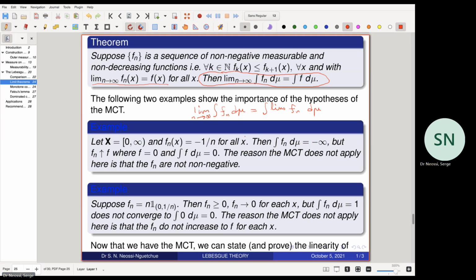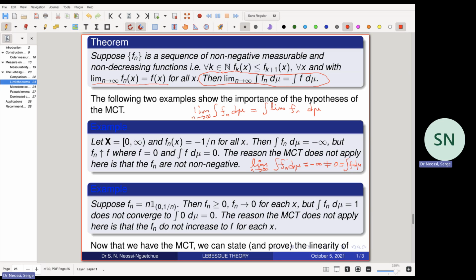Now, if we take the limit of this integral, it's still negative infinity. So we see that there's no equality between the two results. I mean, in this case, the limit of the integral of the fn d mu when n goes to infinity is negative infinity. And this is different from 0, which in turn is the integral of f d mu, where f here is the limit of the fn.